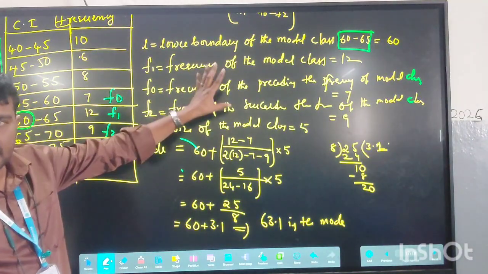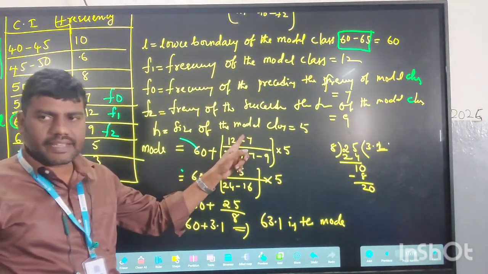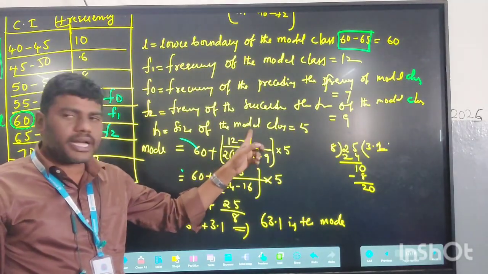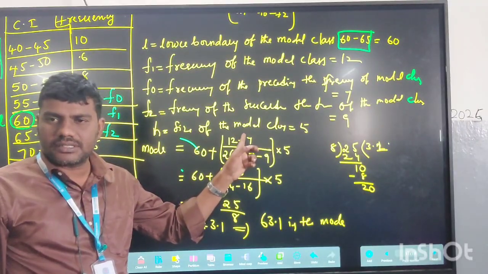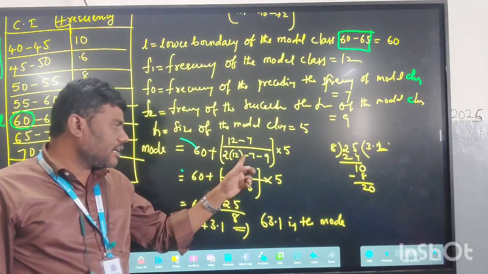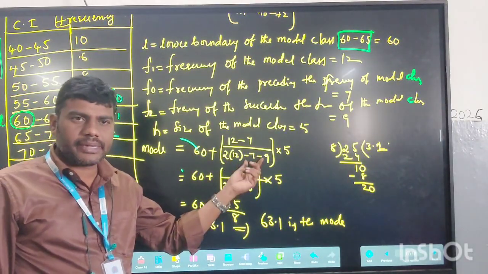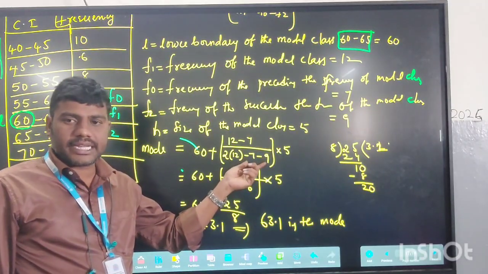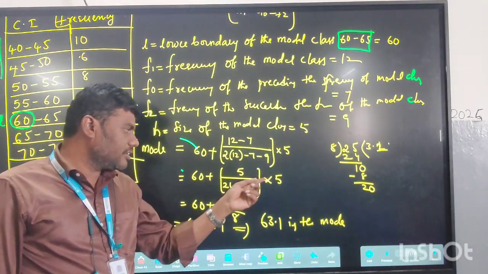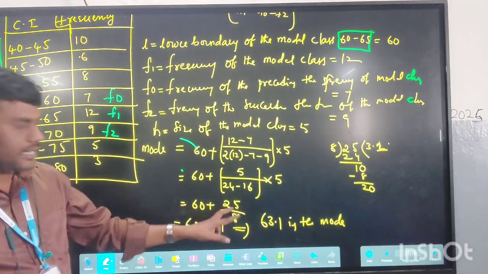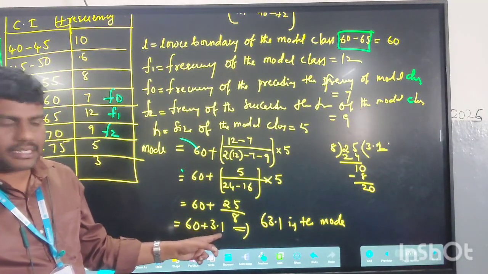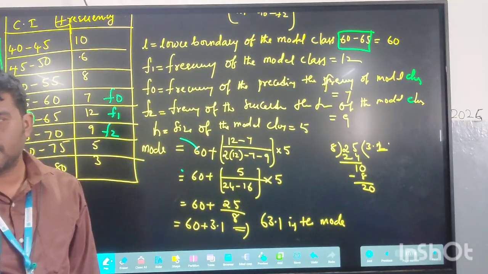Like this, right? Values are written, after that substitute. 12 minus 7. Some members write 7 minus 12. Here a minus value will come. So here the value is positive only, not negative. Okay? Observe here, 12 minus 7 is a positive value. After that, 2 into 12, and minus 7 minus 9. This value, also some members write a plus value or do subtraction. Okay, so this is minus 7 minus 9, minus 16 only, right? Into 5, 5 fives are 25, divided by 24 minus 8. This is division, 3.1. Okay, so 60 plus 3.1, 63.1 is the mode. Okay, right?